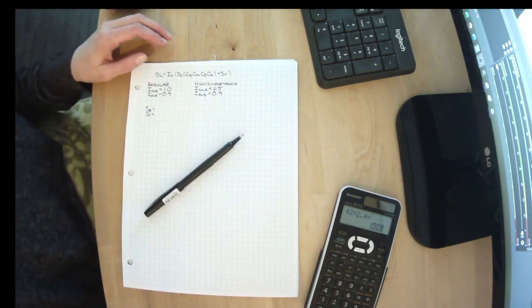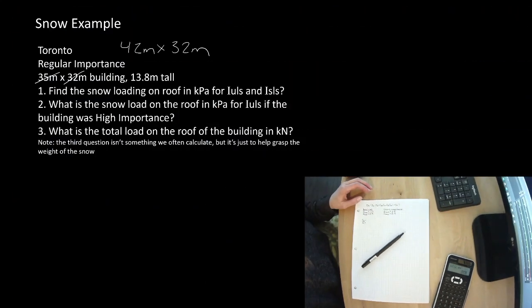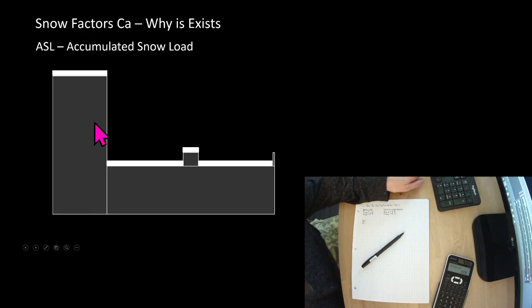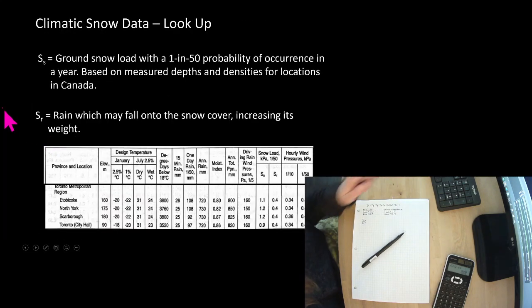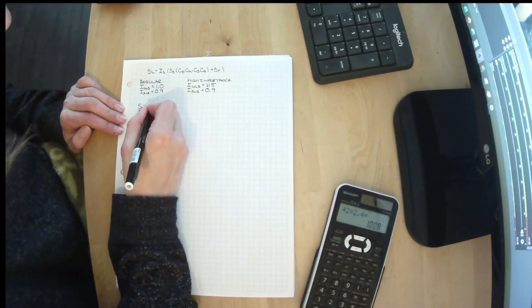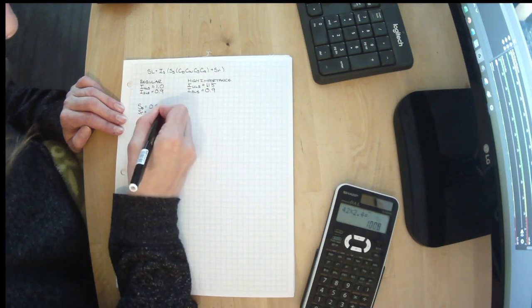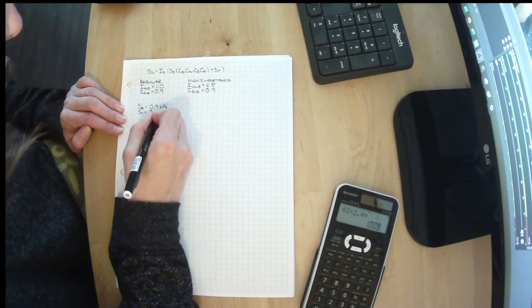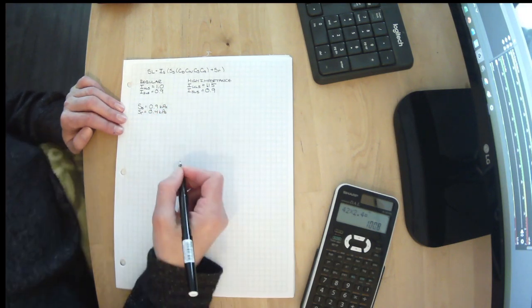SS and SR, let's take a look. They said it was in Toronto. Let's go back and look at that chart for Toronto here. SS for Toronto downtown is 0.9, and SR is 0.4. So that's easy. That's something we can look up. 0.9 kPa and 0.4 kPa.